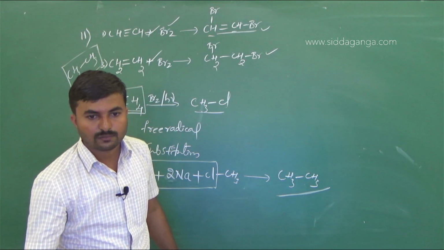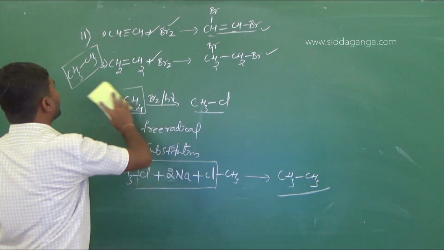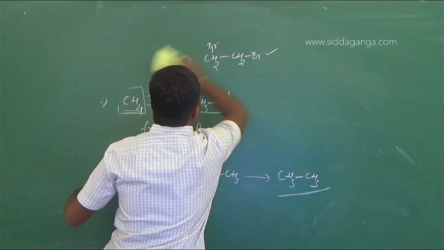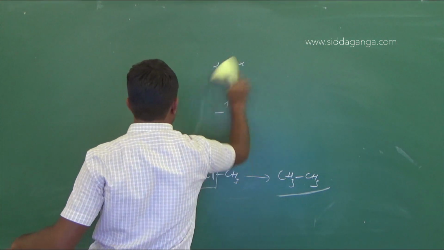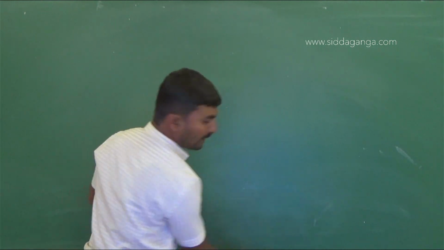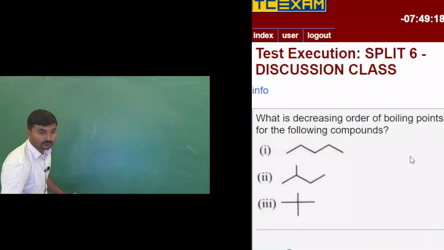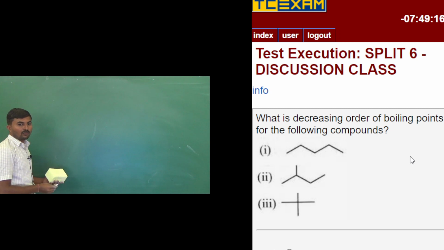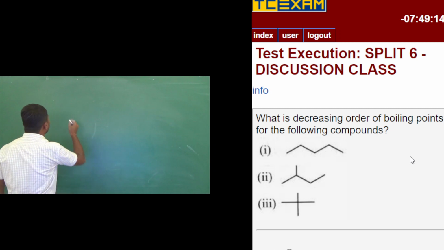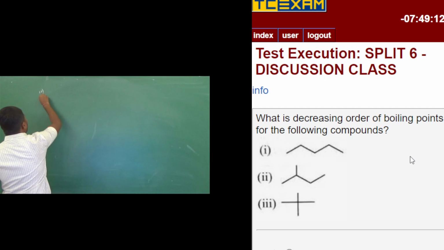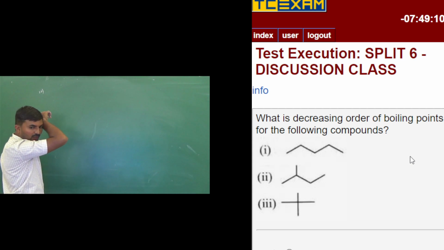So the next question. The question is like this: what is the decreasing order of boiling points of the given compounds? So what are the options they have given? So what are the compounds?